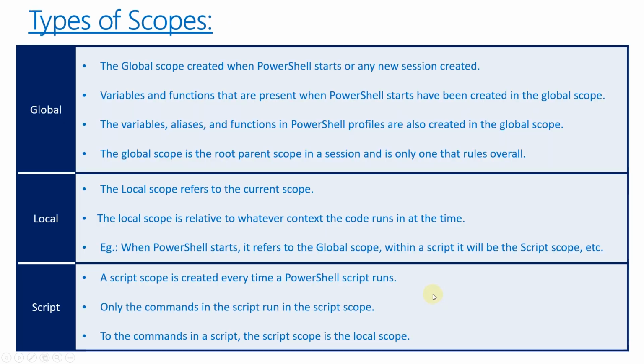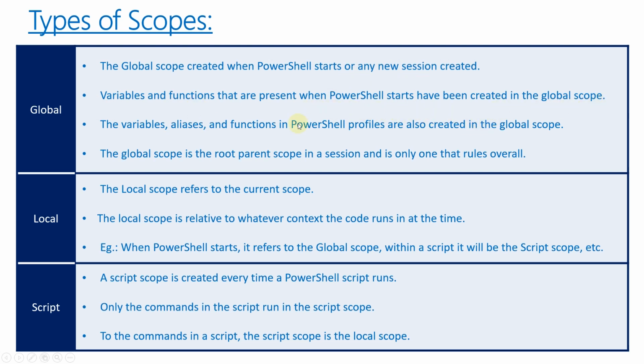Here we will see the types of scopes. Scopes basically have three types: global, local and script. And what is global scope? Global scope is created when PowerShell starts or any new session is created. While starting PowerShell, if any variable or function is available, then those will be created in the global scope.